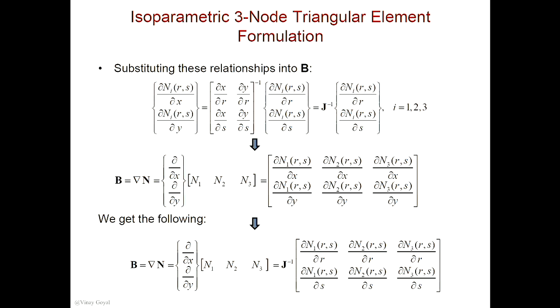And so B bold is this. I want to replace this with something I can calculate derivatives on. So this is that for shape function one, for two is that, for shape function three is that. I plug this in here for that, this in here for that, and this in here for that, but J inverse is common to all of them. Factor it out and you get J inverse, and then you're left with the columns of derivatives of shape functions with respect to r and s. Any questions on that?